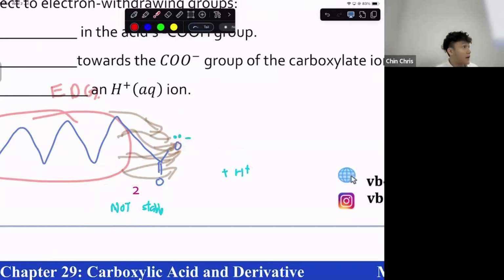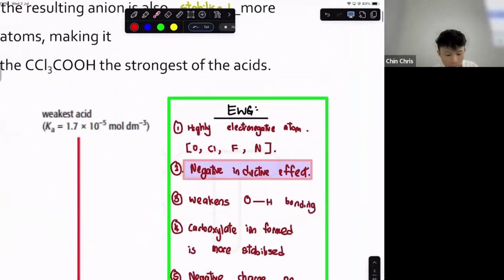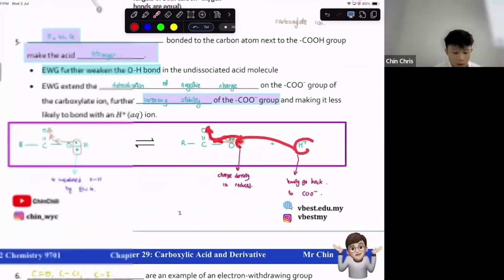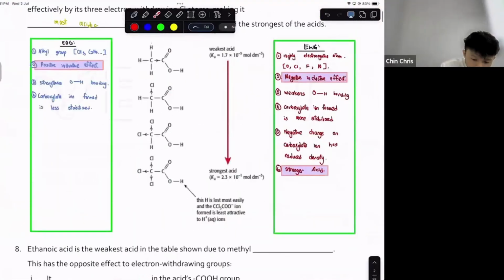Understand? Okay, clear? So guys, this one, your carboxylate ion is stable. Why? Because the negative charge goes away here, right? So this H plus hardly goes back. Understand? All right, guys, next, let's continue.